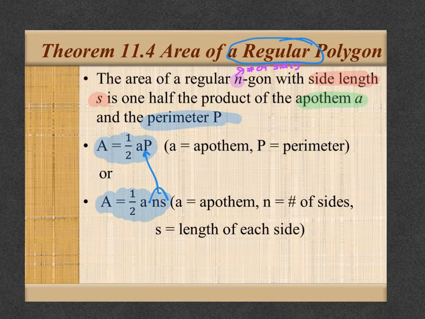Good so far? That's a formula you've got to memorize. If you haven't written it down, make sure you write it down: 1/2 aP or 1/2 aNS. And that's to find the area of the entire polygon, but again, a regular polygon.